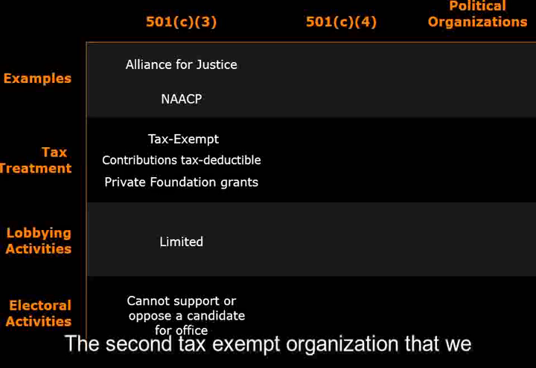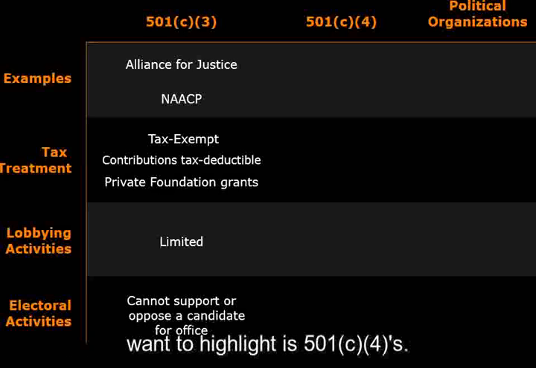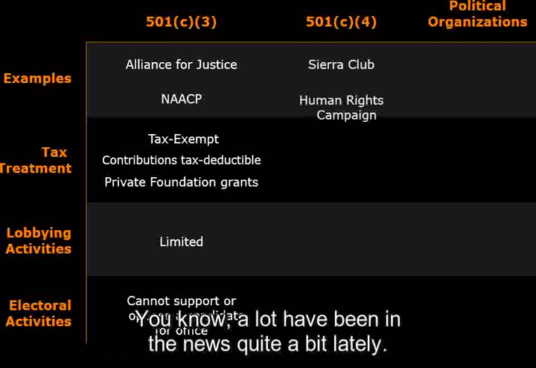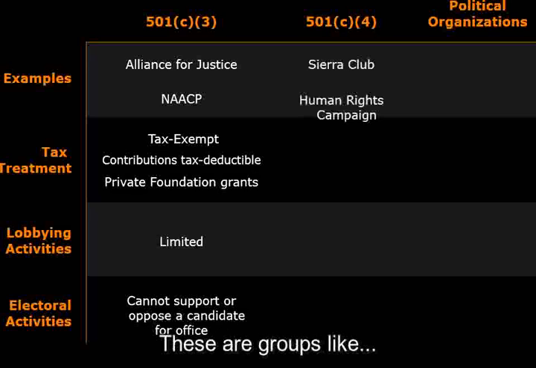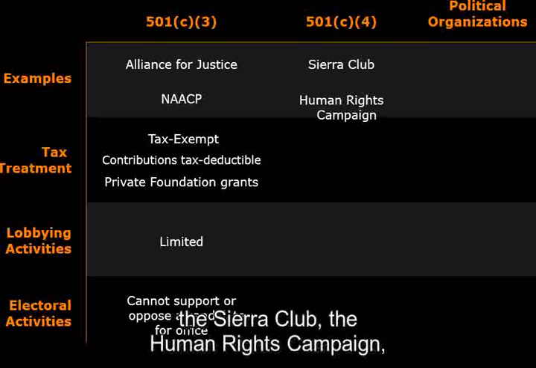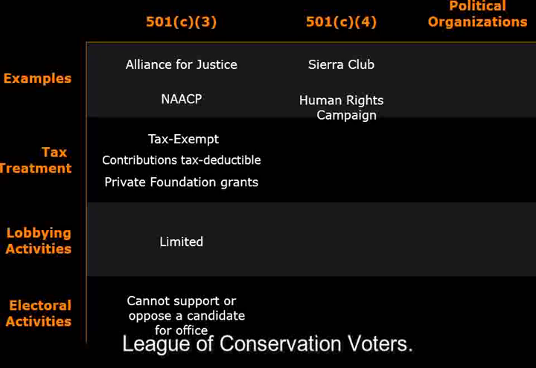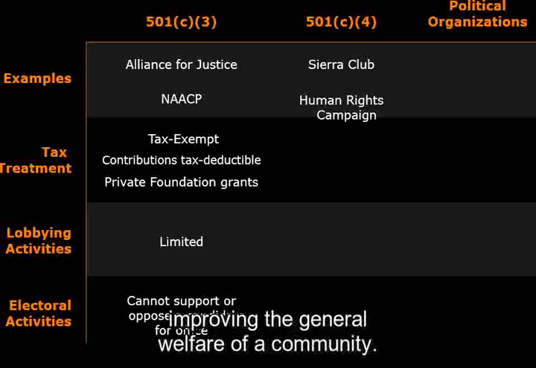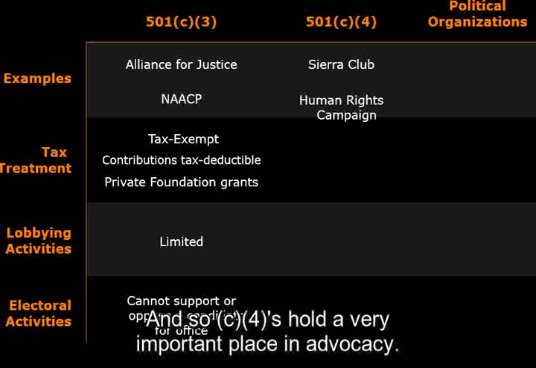The second tax-exempt organization that we want to highlight is 501(c)(4)s. You may have heard about these organizations a lot recently, and they've been in the news quite a bit lately. These are social welfare organizations, like the Sierra Club, the Human Rights Campaign, the League of Conservation Voters, typically single-issue groups that are charged with improving the general welfare of a community. And so C4s hold a very important place in advocacy.